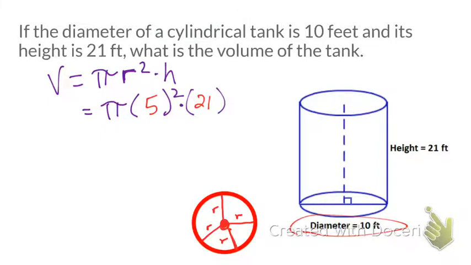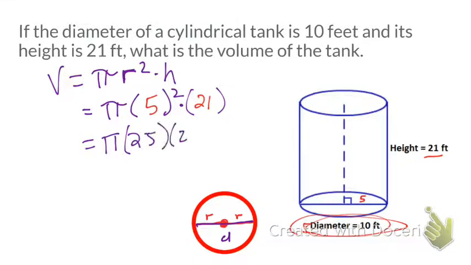Okay, so if that's my radius, if I double it, it is now my diameter, if I combine both of them, right? So this purple is the diameter because it's all the way across. I just want to make sure everyone's clear on that. So if the diameter is 10 feet, halfway, the radius, is 5 feet, and then the height is 21. So I have pi times 5 squared, which is 25, times 21.